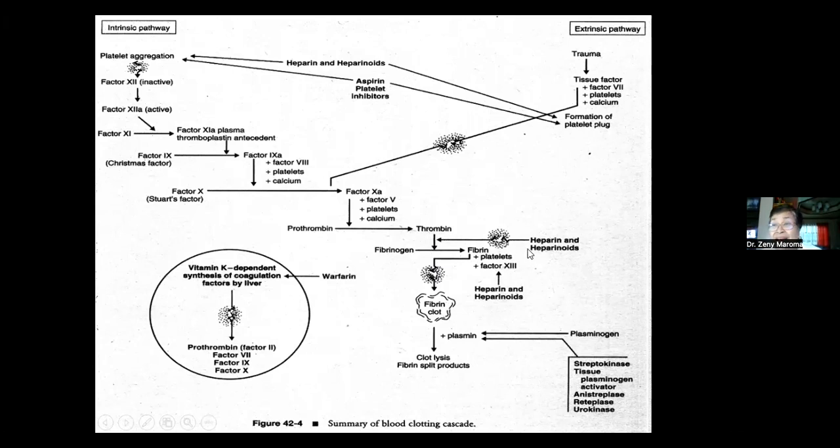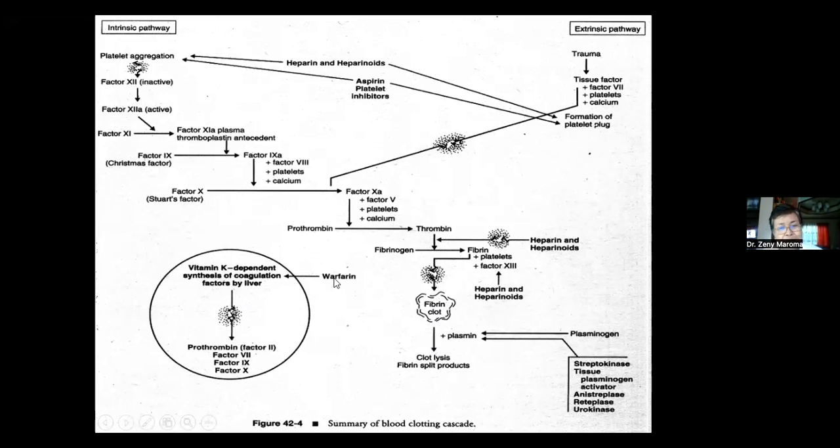Anong tawag? Anticoagulant. Okay? So ito yun. So, ang exact MOA, heparin will inhibit conversion of fibrinogen to fibrin by enzyme thrombin para hindi mag-blood clot. Anticoagulant. But it has no ability to directly dissolve the blood clot.